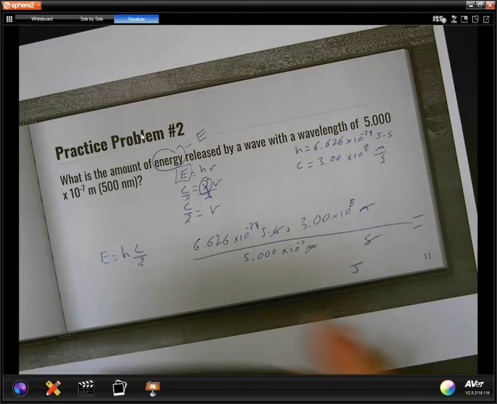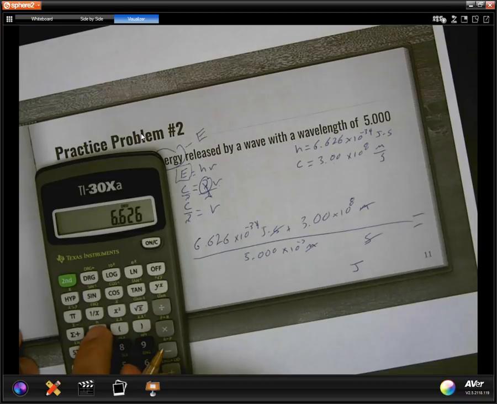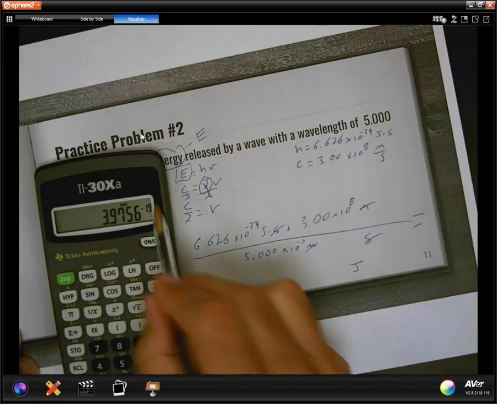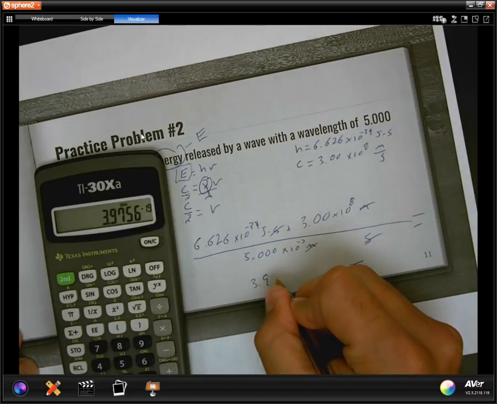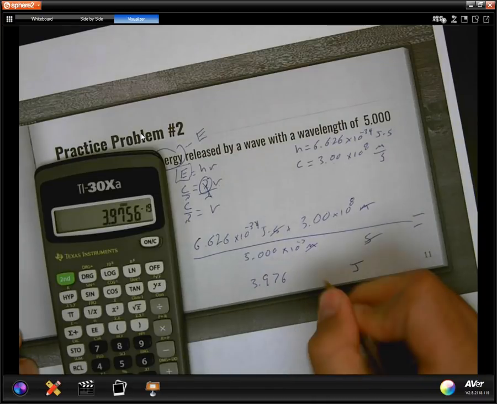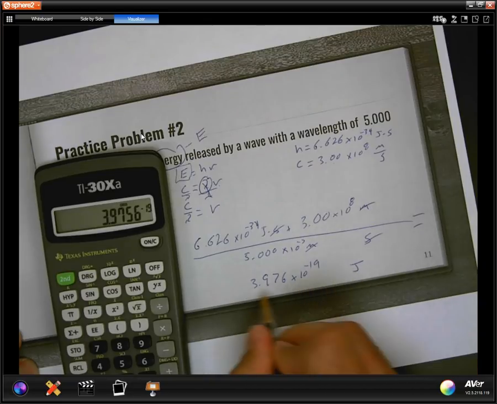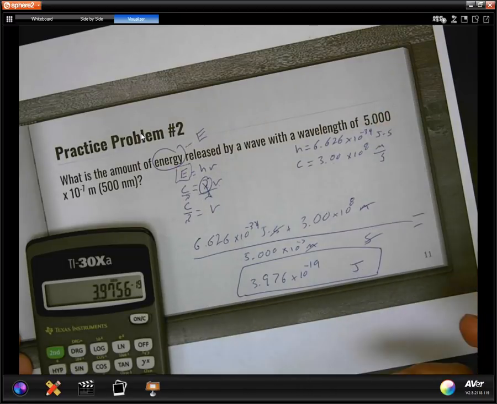Well, to find that out, we're allowed to use a calculator in this class. So we take 6.626. I have to use my EE button again, negative 34, times that by the speed of light, which is 3.00 times 10 to the 8. And then I'm going to divide that by my 5.000 times 10 to the negative 7 power. And I come up with this value here. I see that I started with 1, 2, 3, 4 sig figs. My answer will need 4 sig figs. So to get there, I'm going to write 3.976 times 10 to the negative 19 joules. And that answers the question, what is the energy released at this wavelength?